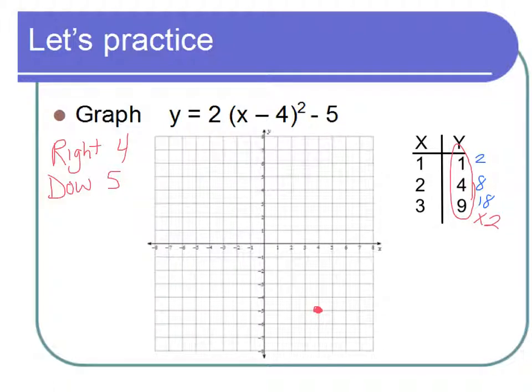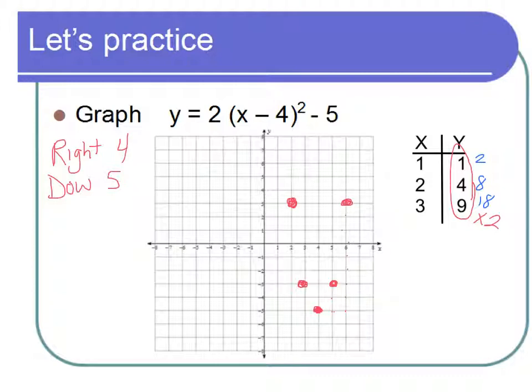So from the vertex, I go over 1, up 2, and I get a point there. And you can go ahead and put its matching point. Everything's symmetrical, so we'll put a matching point on the other side. All right, the next point would be over 2, up 4, but it got multiplied by 2, so it's up 1, 2, 3, 4, 5, 6, 7, 8 right here. And then put your matching point on the other side.